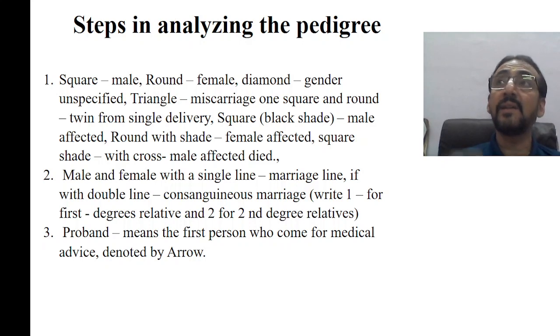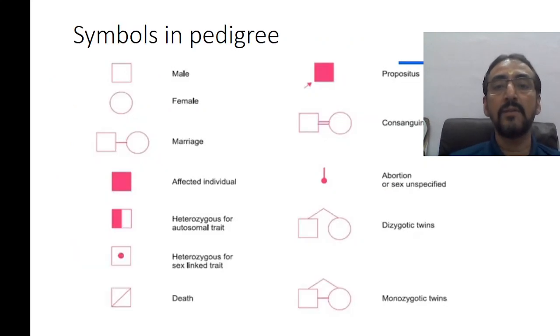There is another term, the proband. Proband means the first person who comes for medical advice, denoted by an arrow. Suppose he came for medical advice and he was the first person affected by this particular genetic problem, then he is called the proband. That means the first person we have identified. For us he is the first person, so he is called the proband. To have the details of that, see these things.